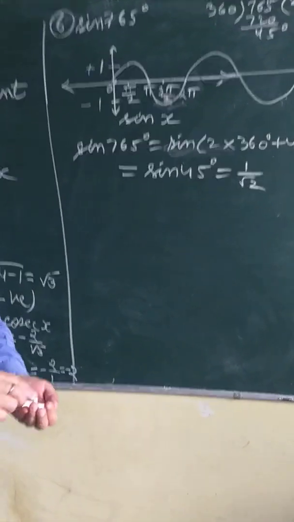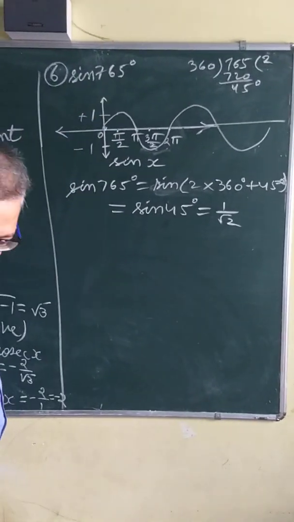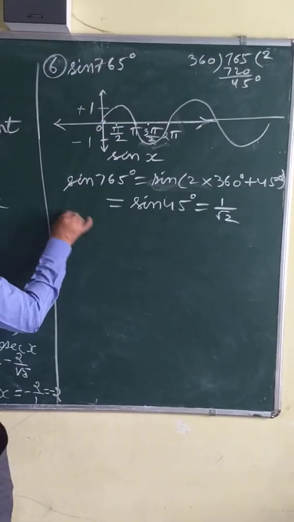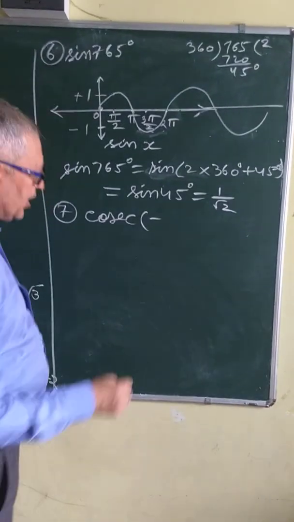Now we come to another type of question in which value of angle is minus here. So this is question number 7. Cosec minus 1410 degree.